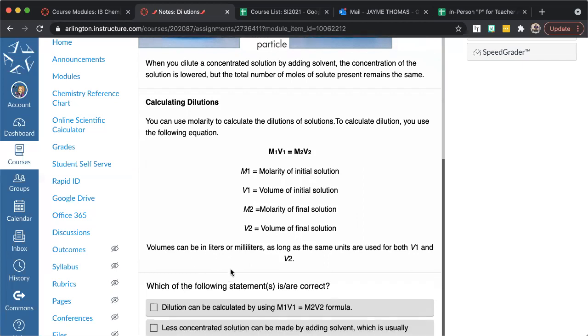One specific thing here for the volumes: they could be in liters or milliliters, as long as they are the same. So if V1 is milliliters, V2 has to be milliliters. If V1 is liters, V2 has to be liters. In that medical example, they sometimes measure in cc's or cubic centimeters. So if one volume is cubic centimeters, the other one has to be cubic centimeters. They just have to match, because if I have one in liters and one in milliliters, that would be like trying to compare feet to yards, and that doesn't work.